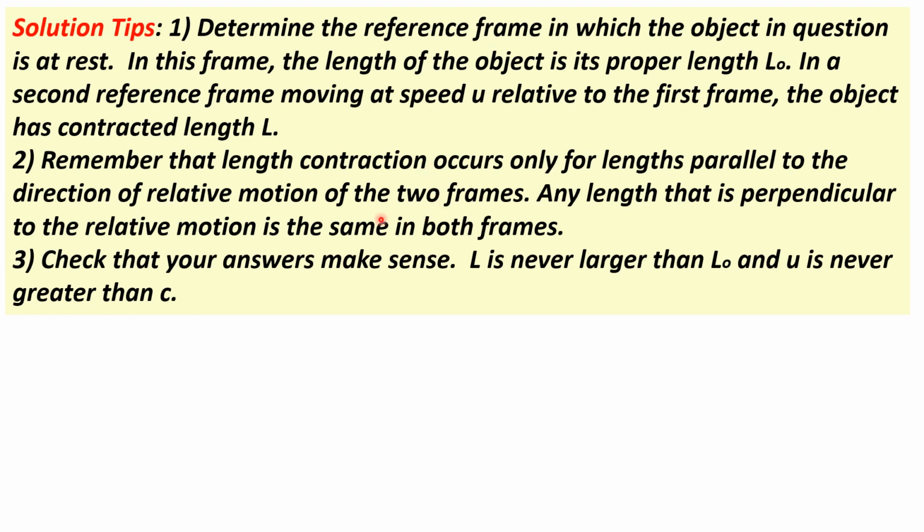Here are some problem-solving tips. Tip number 1, determine the reference frame in which the object in question is at rest. In this frame, the length of the object is its proper length L naught. In the second reference frame, moving at a speed u relative to the first frame, the object has contracted length L.